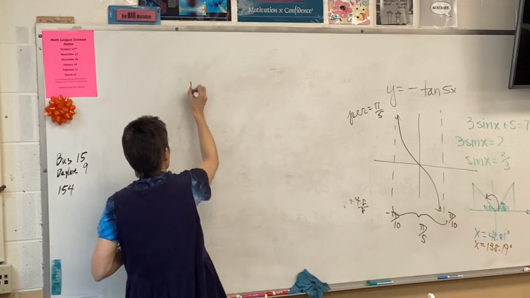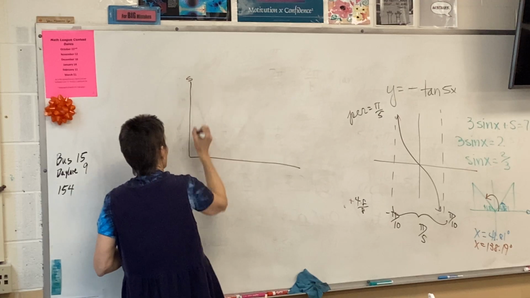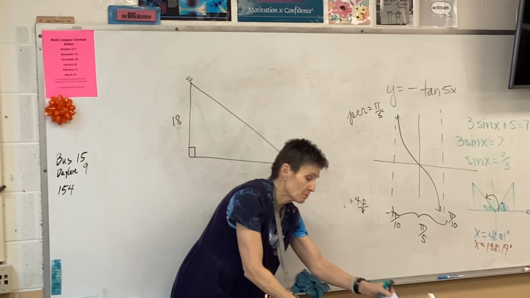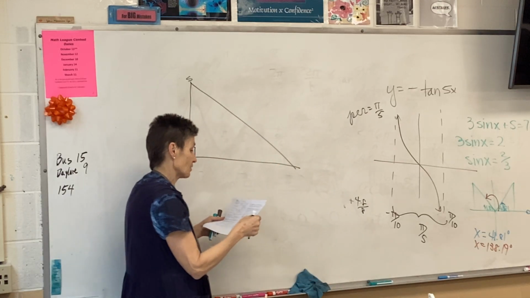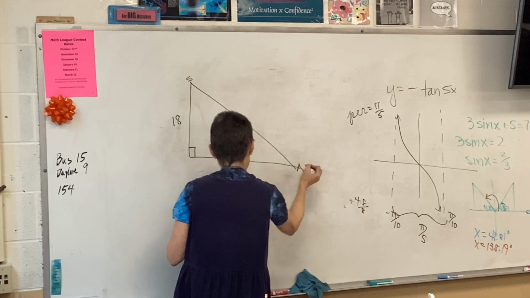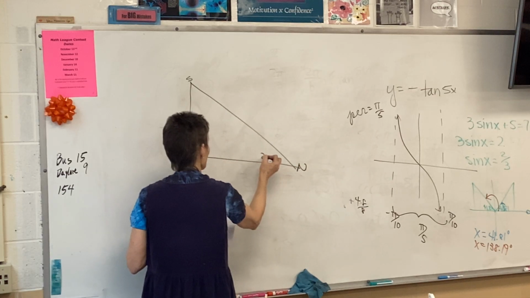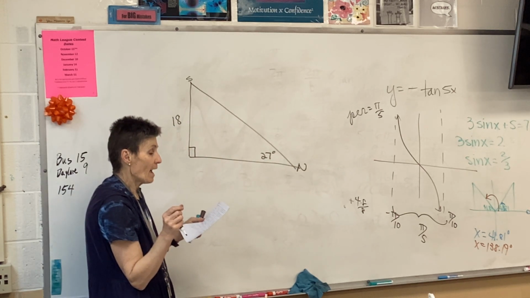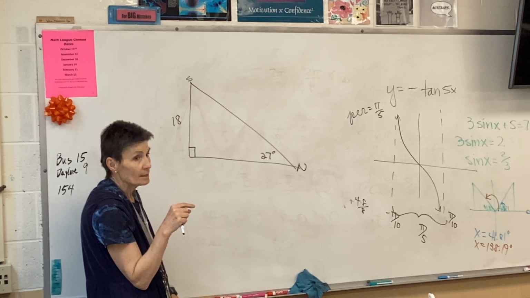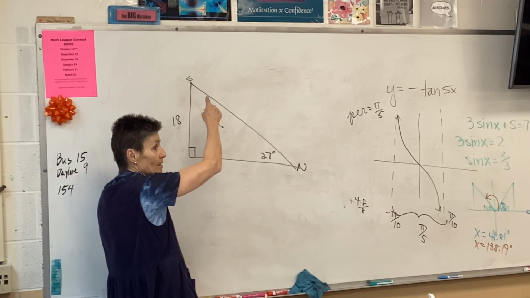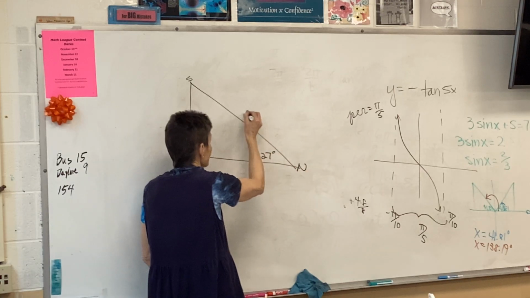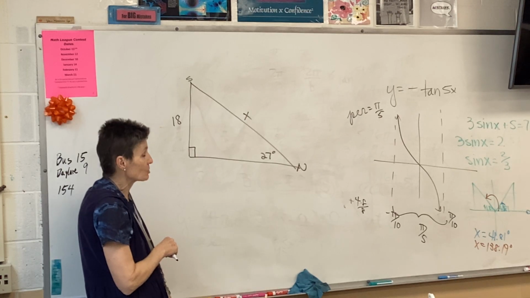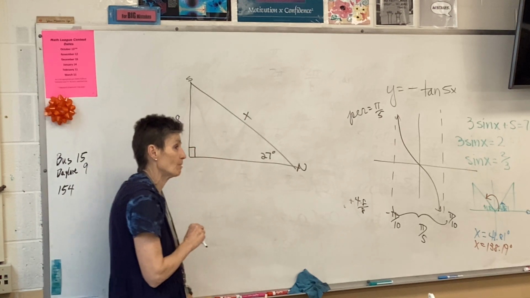So, here is my tree. Here's my squirrel. He's 18 feet above the ground. And I'm sure he's looking at a nut on the ground, and his angle is 27 degrees. How far is the squirrel from the nut? Isn't that x? See how easy it is to screw up? You gotta read every word carefully.